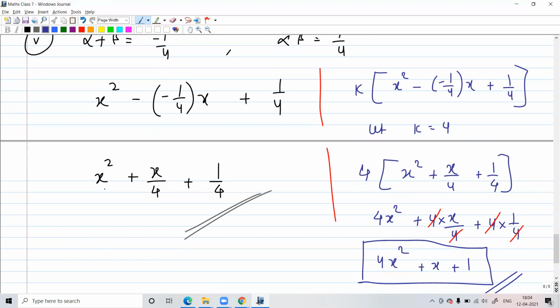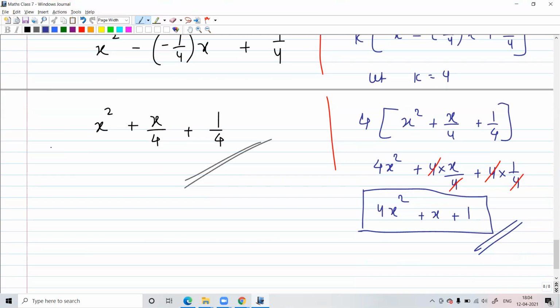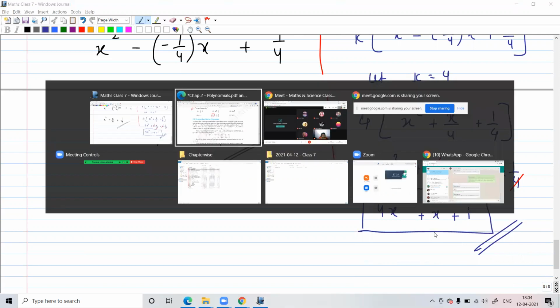No one says that a, b, c cannot be a fraction. a, b, c are the coefficients of a polynomial, and they can be fractions if we want. We can keep them as fractions. But just to make them look a little nicer, this is a fancy way of writing the same thing. Okay, any other questions?